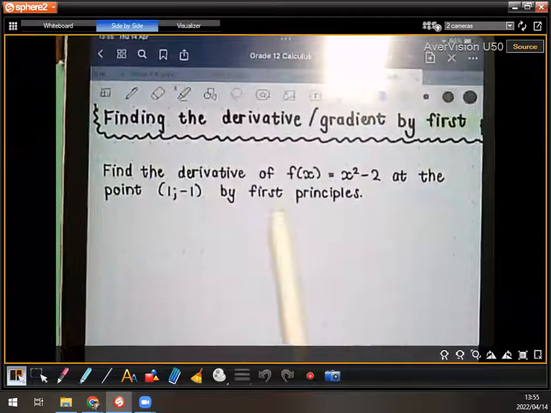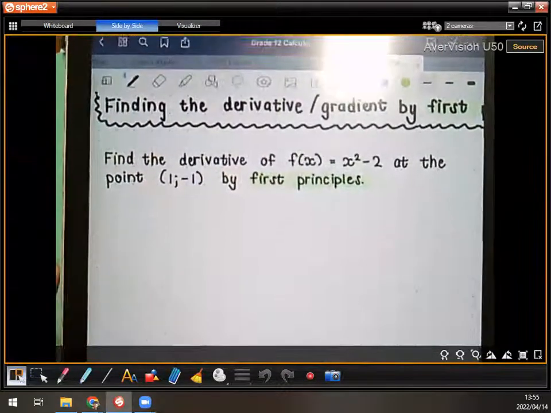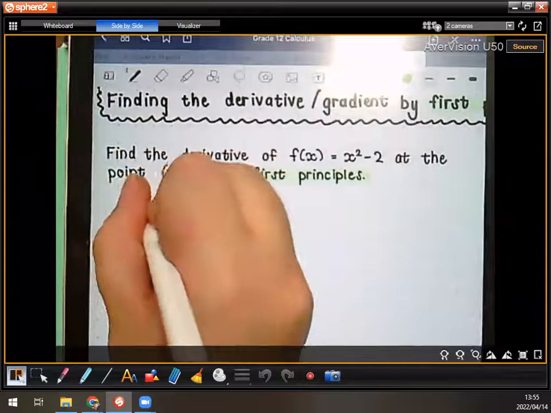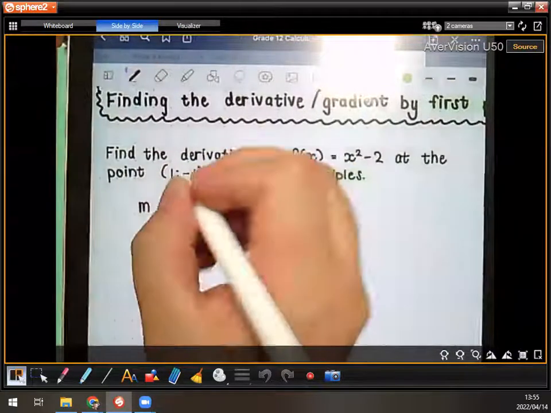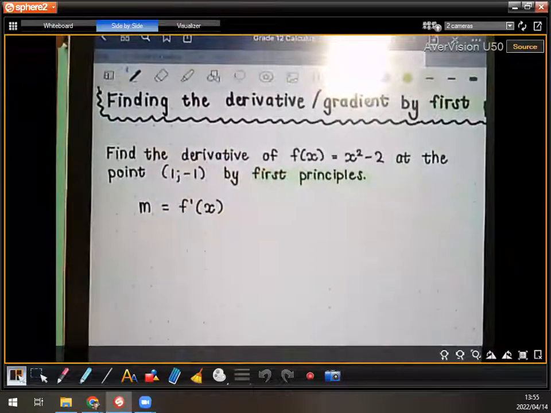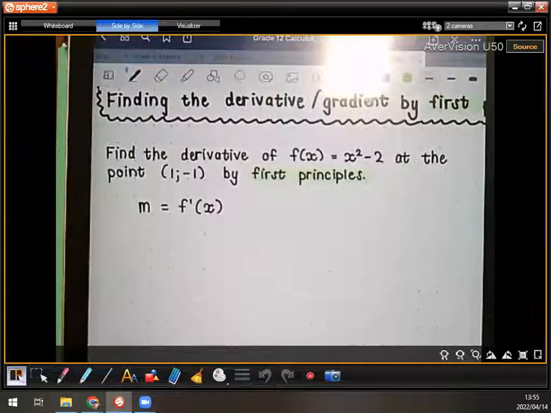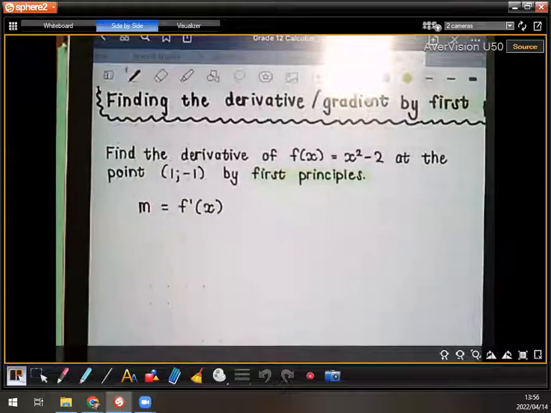So when you see the words first principles, we are going to have to use this formula. Now, guys, for derivative, you can say m equals, but the notation for derivative also is f dash x. It's f with a little apostrophe, basically. They call it dash. You mustn't be confused with inverse. The notation for inverse was f to the negative 1. This is now f apostrophe x.